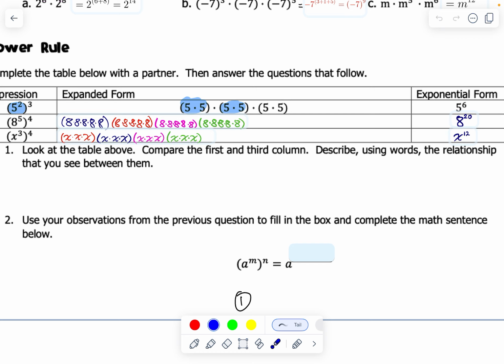And so if we look at this, what we can see happening is that if I have a power raised to an exponent, I am multiplying the exponents together. So 2 times 3 gives me 6, so it's 5 to the 6th. 5 times 4 gives me 20, so it's 8 to the 20. 3 times 4 gives me 12, so it's x to the 12th. And so if I have something like a to the m, to the n, my final answer is going to be a to the m times n.